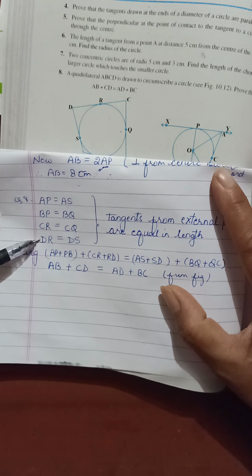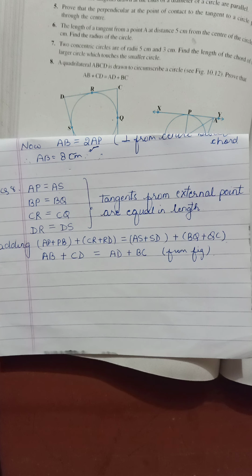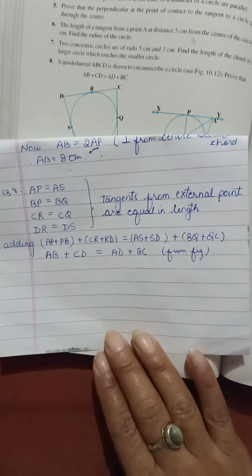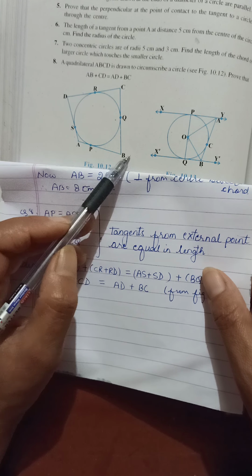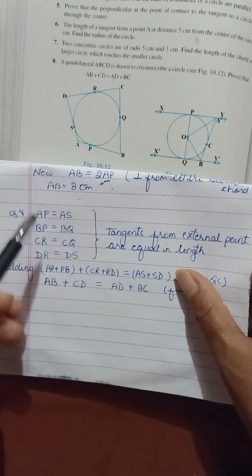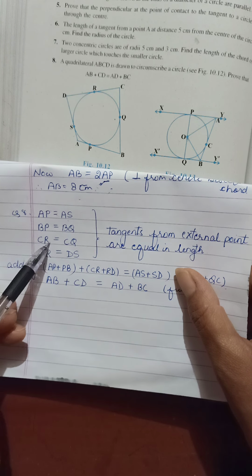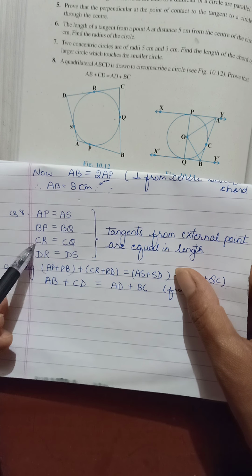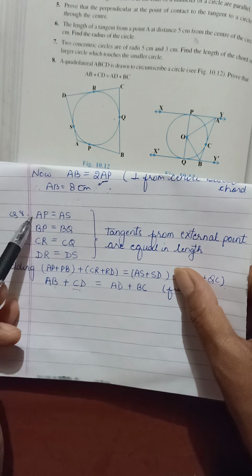And now add these equations. Okay, AP plus BP. Okay, so from the figure also you can check, children. AP plus BP is giving you this whole length AB. तो बस वही करना है आपने. AP and BP together give you AB. CR plus DR together gives you CD. तो आपका लेफ्ट हैंड साइड में आ जाएगा AB plus CD.